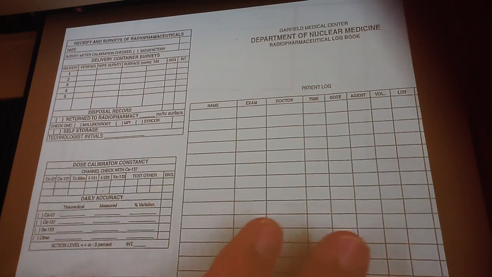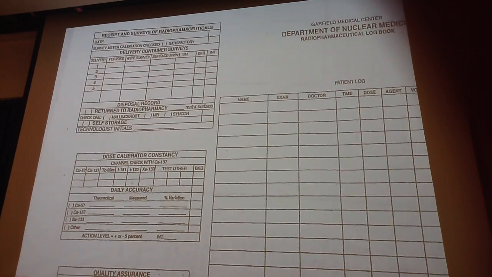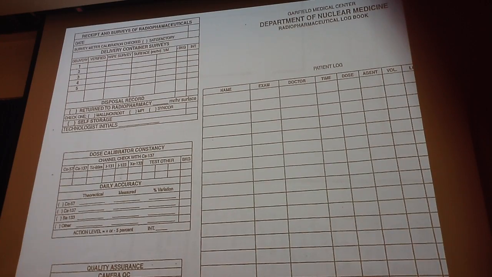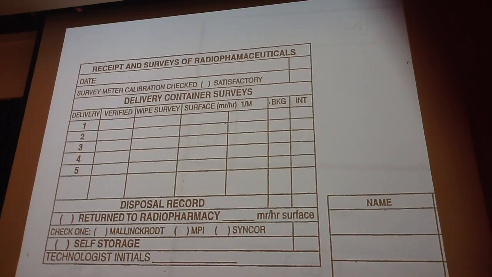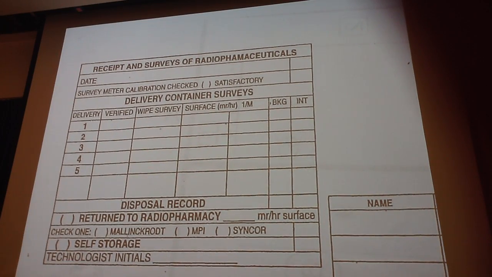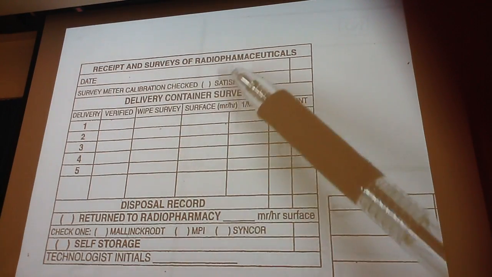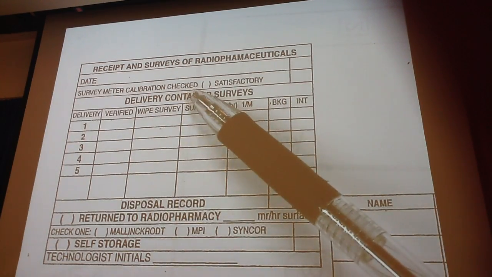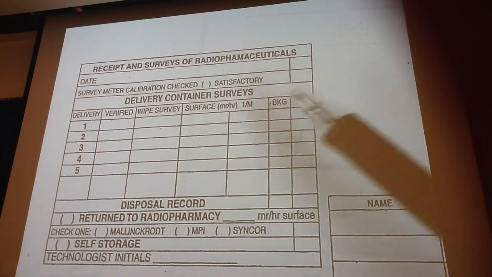Comes from usually, if you guys have a health physicist, a lot of them use this standardized form. But it basically has all of your quality control information on here. So notice the first thing is your radiopharmaceuticals that you receive every day. So your survey meter calibration was checked, so that's your constancy and your battery check, so it's okay.